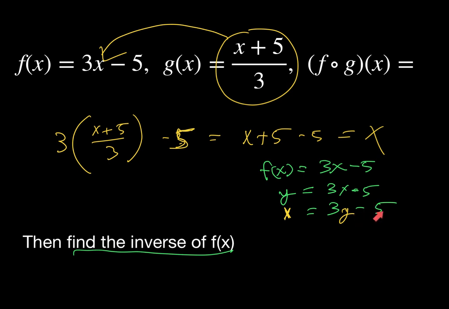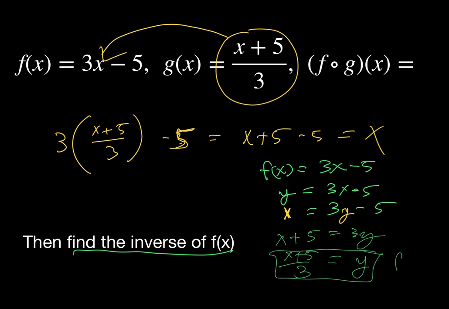So that means I'm going to move this 5 to the other side. So I add 5 to both sides. X plus 5 equals 3y. Then I got to divide by 3. And that is the f inverse of x. Now, if you'll notice, the inverse of f of x was the same thing as g of x, x plus 5 over 3.